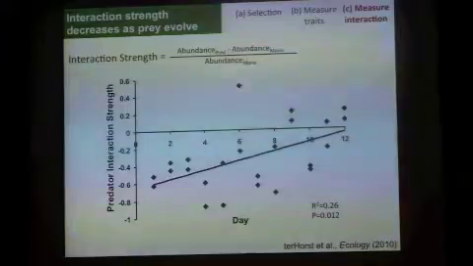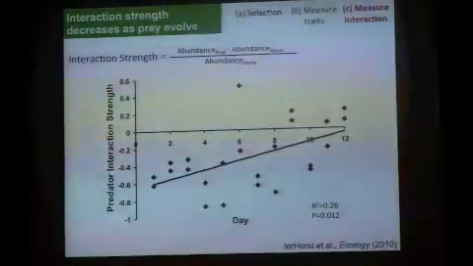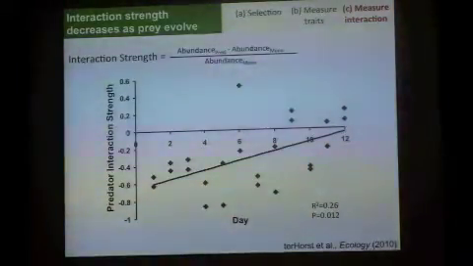But then that changes over time, so that if you look by like day 11 or 12, the predator is having no effect on the prey population anymore. And it's not that the predators are eating less, because we replace the predators every other day. So they're still hungry and they're still eating cells in there. They're just not having an effect on the population.